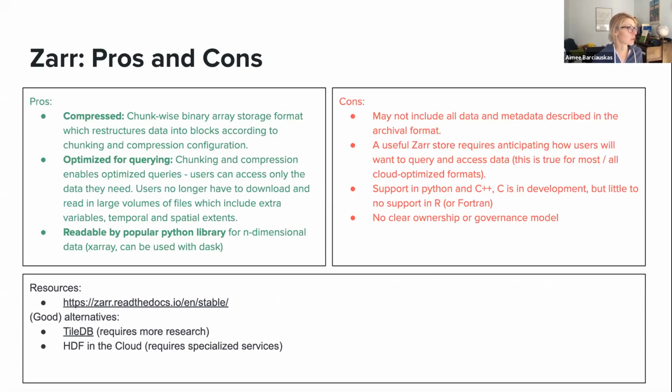So there are some pros and cons of Zarr. Some pros: compressed, optimized for querying, readable by the popular Python library Xarray, which can be used with Dask for distributed computing. Some cons: it may not include all data and metadata described in the archival format. A useful Zarr store requires anticipating how users will want to query and access the data.